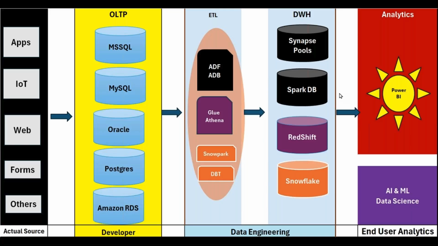Fabric can give its ETL components to a Snowflake warehouse or an Amazon warehouse. On the other hand, Fabric can take the ETL components of Azure Data Factory or Azure Databricks or Amazon Glue or Amazon Athena or Snowflake or DBT for Fabric warehouse Synapse. So Fabric has two different hands, okay?